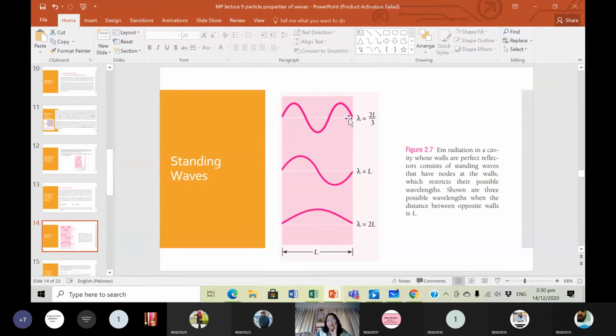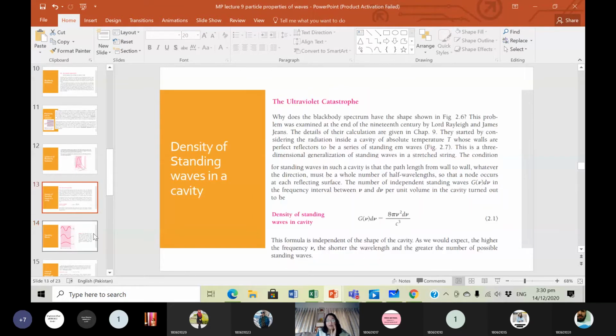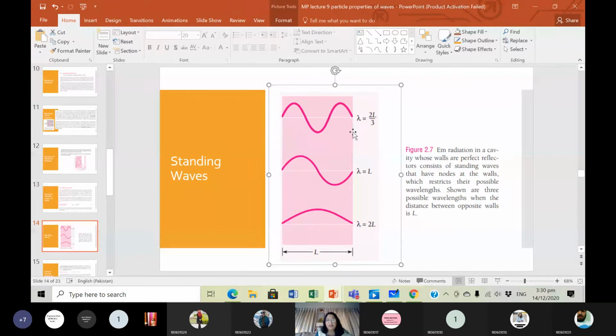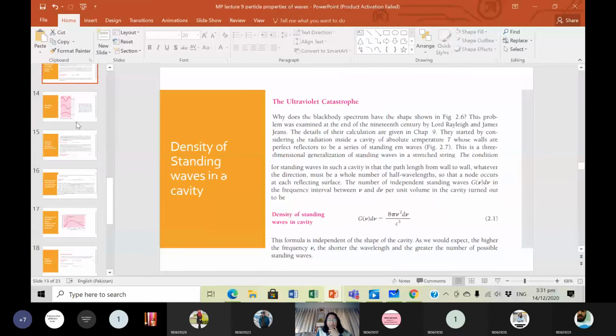Because frequency is the number of oscillations per time, right? So obviously, the greater the frequency, the shorter will be the wavelength, and the greater the number of possible standing waves. Because this lambda will decrease, so for this given wave, for this given length L, if lambda decreases, there would be higher frequency, so there would be more number of waves. So that makes sense. Okay?